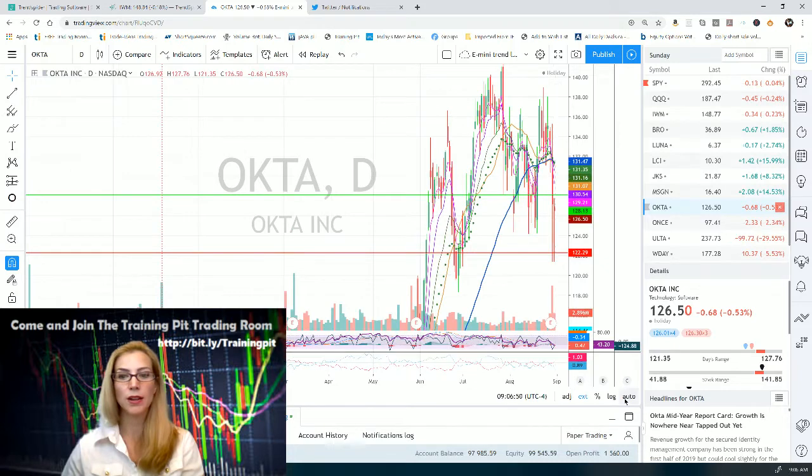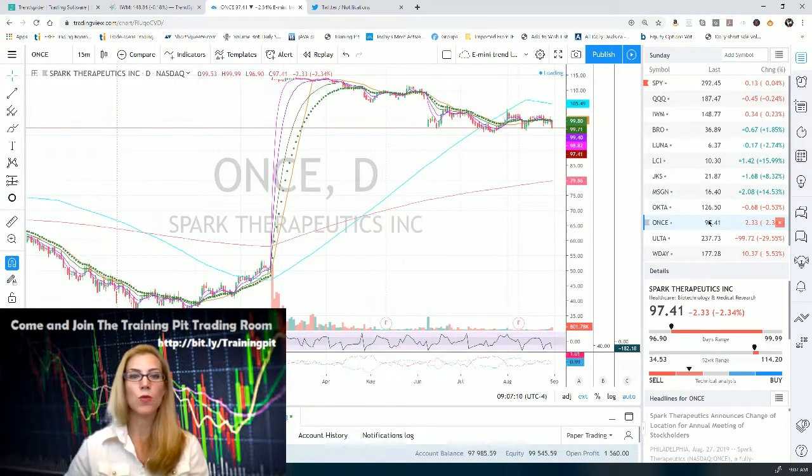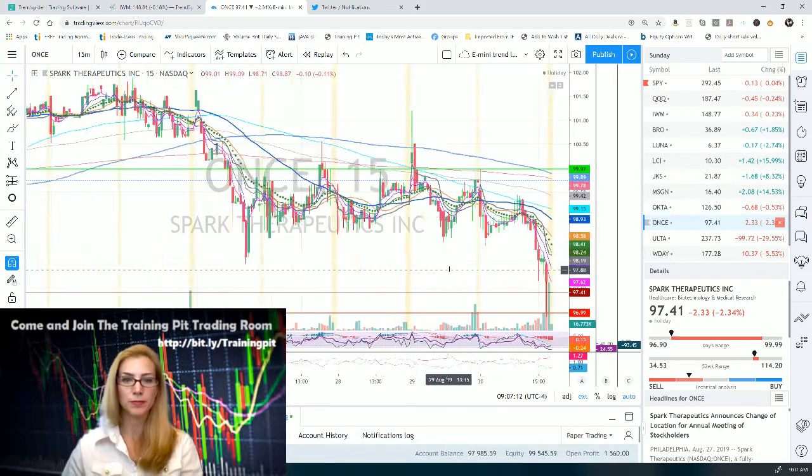Looking at it on the yearly chart, it looks like it's just starting to curl over, right? Now, will it continue? We've got another potential target down here, 119.44. If it can break that, I think we'd potentially be going further down to the 115, 114 area. Next potential short is Once Spark Therapeutics.